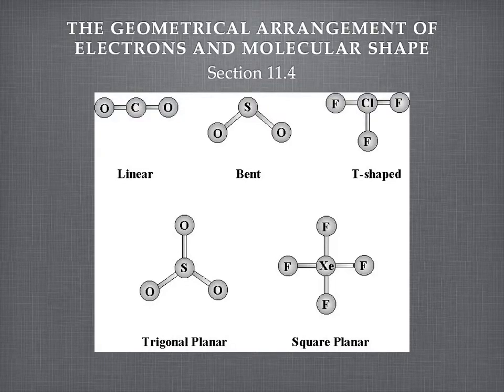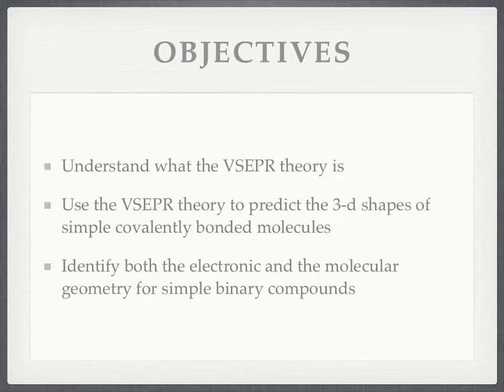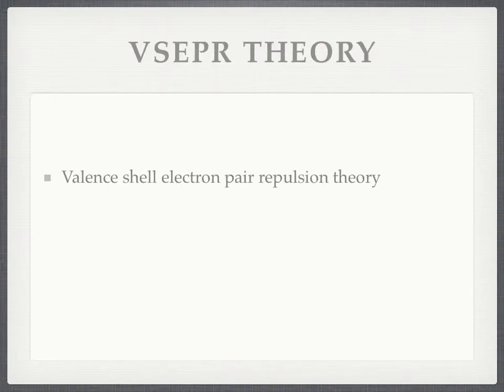Section 11.4, the geometrical arrangement of electrons and molecular shape. Here's the objectives. Be able to understand the VSEPR theory. Use this theory to predict the three-dimensional shapes of covalent bonds and identify both the electronic and molecular geometry for simple binary compounds. Alright, so let's talk about this.